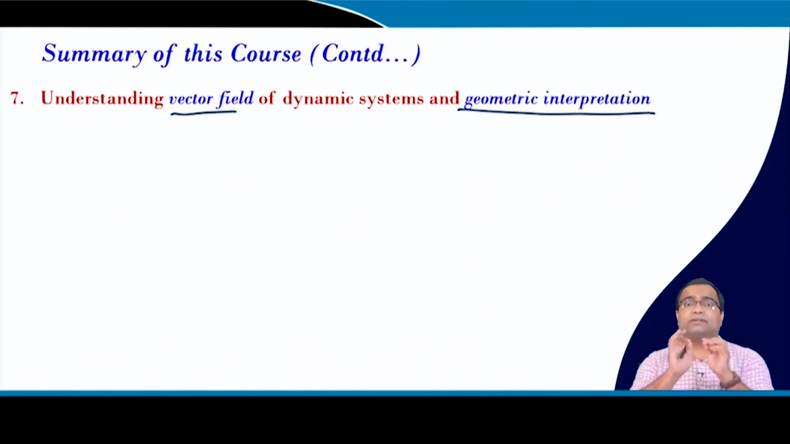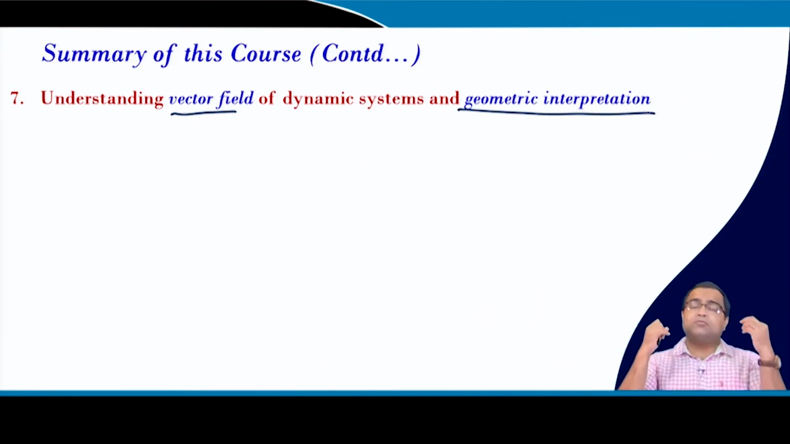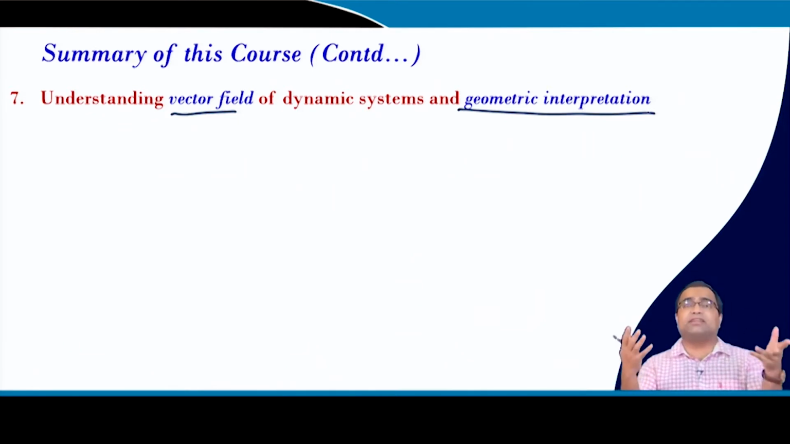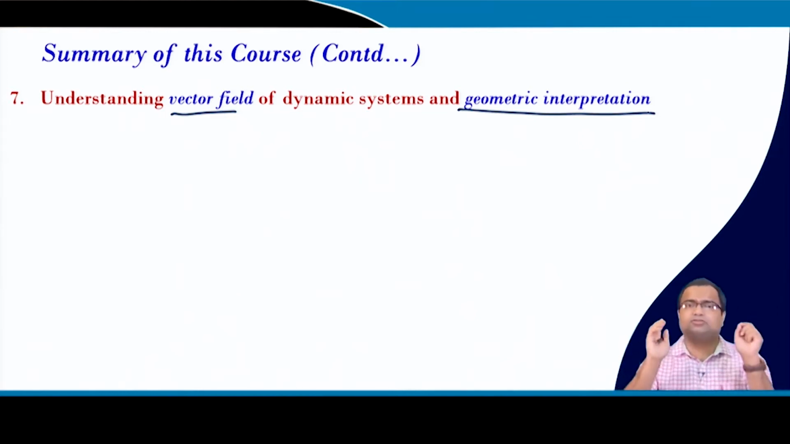How does the vector field look like? How does the eigenvector look like? What is the invariance property of the eigenvector? Then what is the significance of eigenvalues and eigenvectors? And then what is their significance in order to drive the trajectory towards the desired path? That also we have discussed.